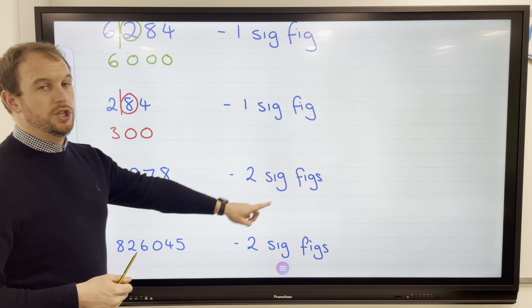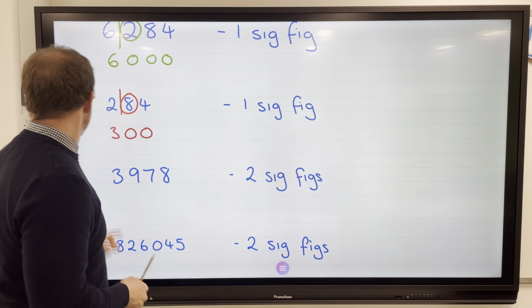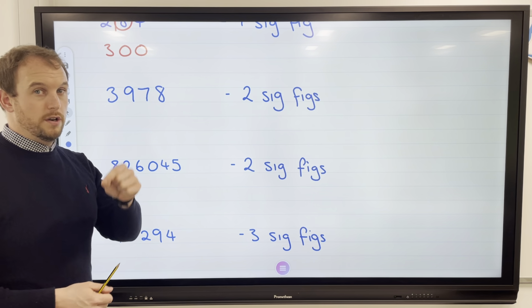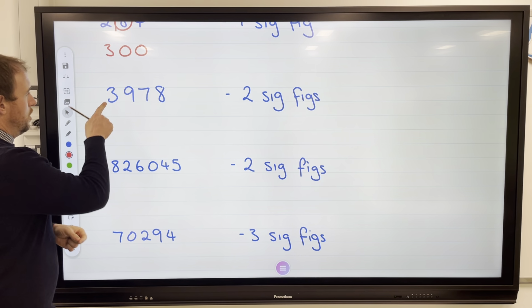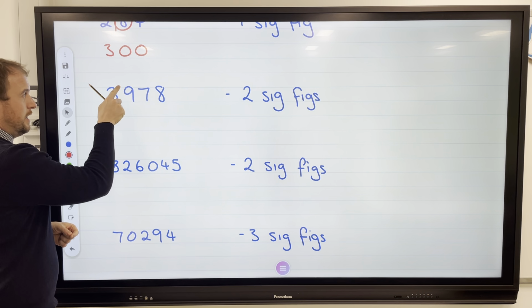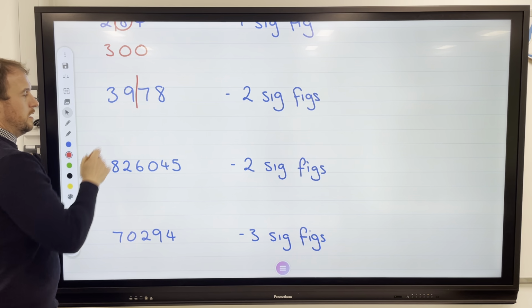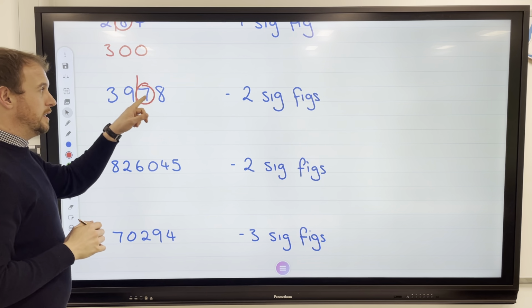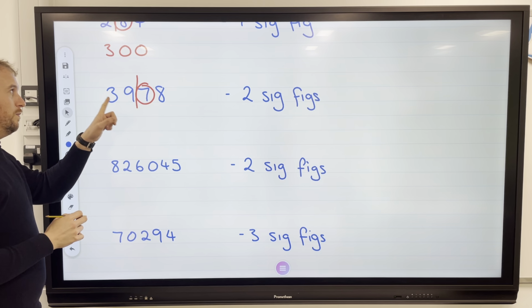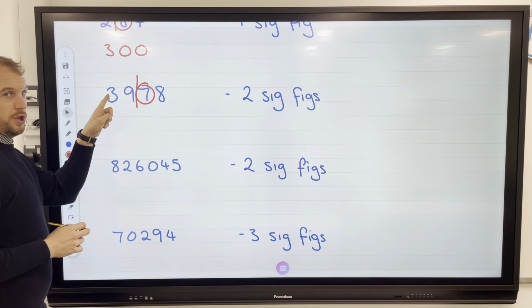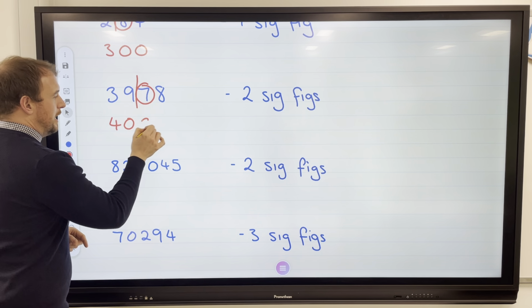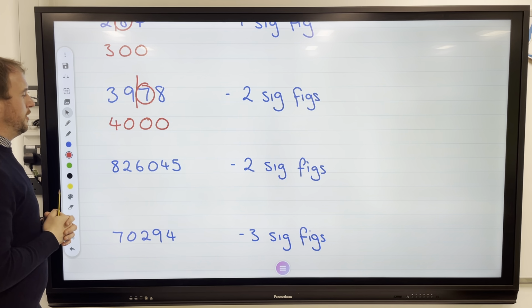3,978 this time to two significant figures. So the significant figures start with the first non-zero. That's a non-zero, so that's my first. There's my second. Then let's look at the 7. Well, 7 will make the 9 climb. Well, 9 will then push the 3 up as well. So 39 then becomes 40. Add the 2 zeros.